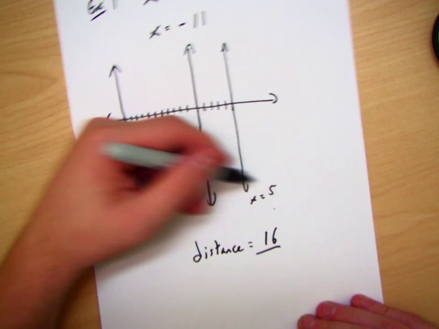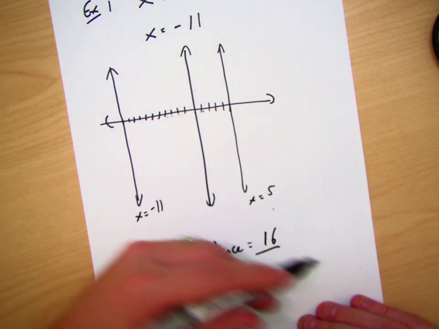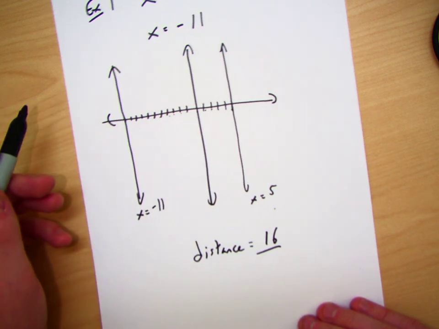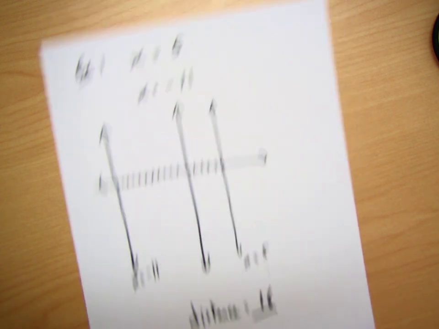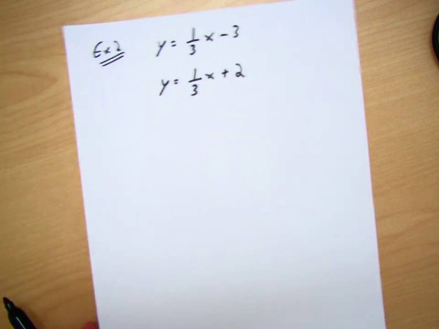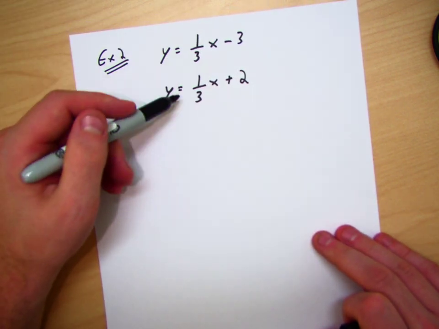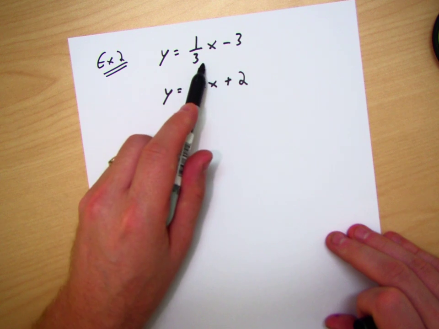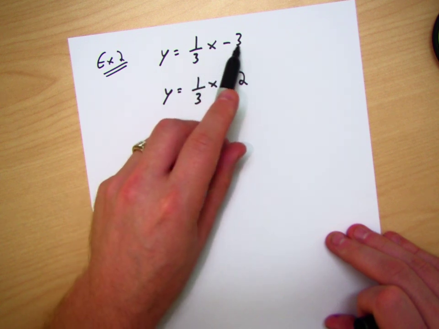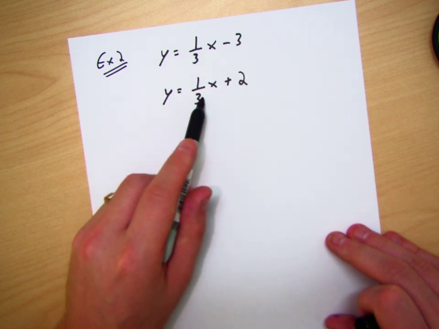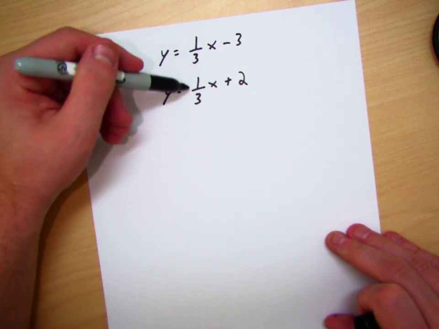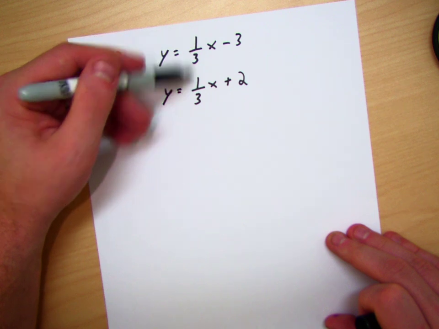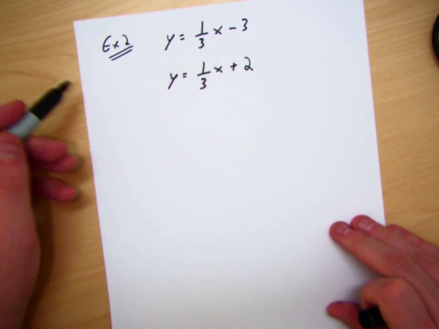The same thing would happen if I had horizontal lines. You can only find the difference between them, and it makes it a little easier. A more challenging problem would be something like this. In other words, I had two lines that weren't horizontal or vertical, something like y is equal to 1/3 x minus 3 and y is equal to 1/3 x plus 2. You'll notice these lines are parallel because they have the same slope, 1/3.